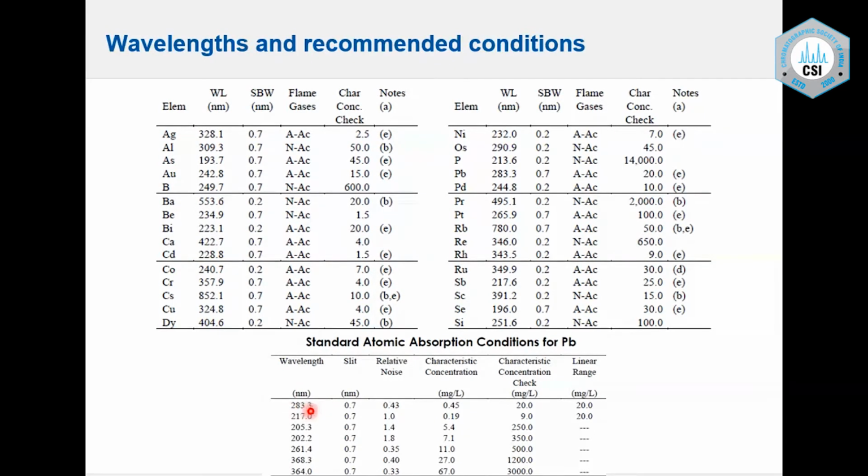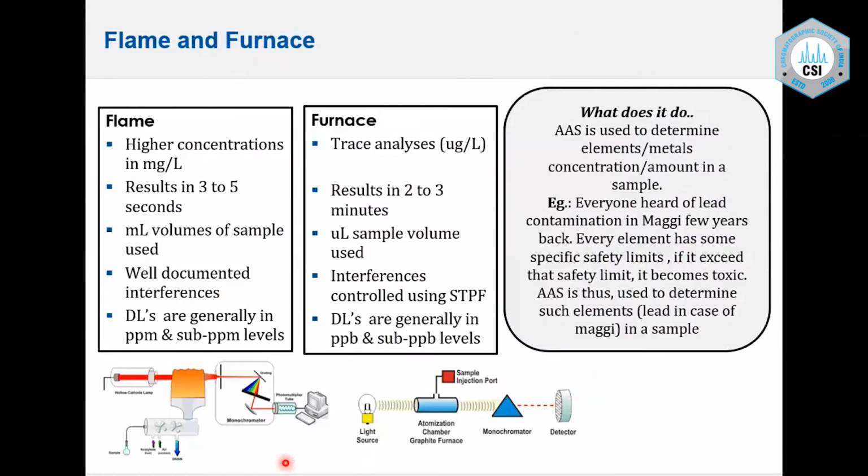Here for lead, 283 is a wavelength which is highly sensitive. Then 217 also you can use for analysis. Other wavelengths are not sensitive. If you are interested in very high concentration, then you can select this technique. But other than this, you also need to see what the interferences are at these wavelengths.